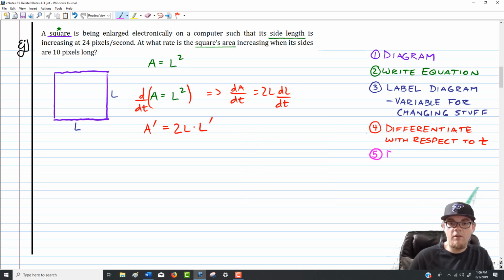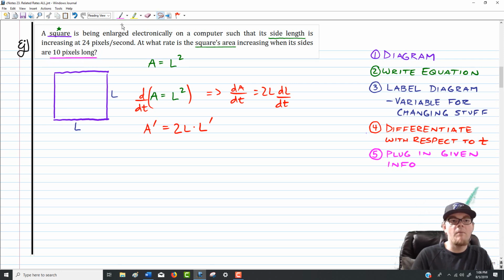So from here, we're going to plug in the given information. And as a part of this, I'm also going to use my diagram. So specifically in here, it tells us a lot of information, but specifically it asks at what rate is the square's area increasing when its sides are 10 pixels long. So in a sense, this is telling us a specific value of L.